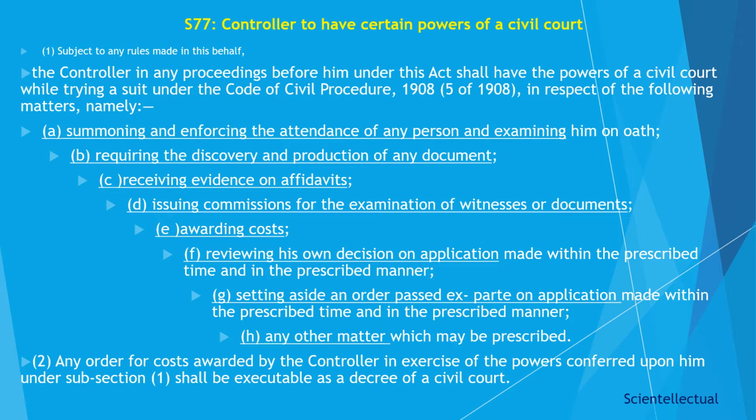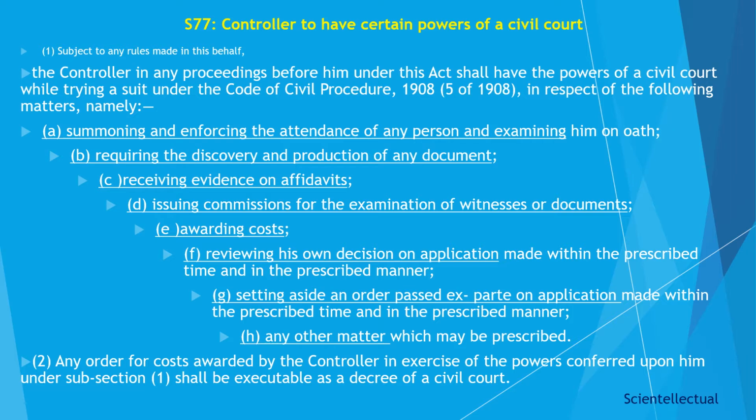Controller to have certain powers of a civil court. The controller in any proceedings before him under this act shall have the powers of civil court while trying a suit under the Code of Civil Procedure in respect of the following matters. The matters are: A. Summoning and enforcing the attendance of any person and examining him on oath.